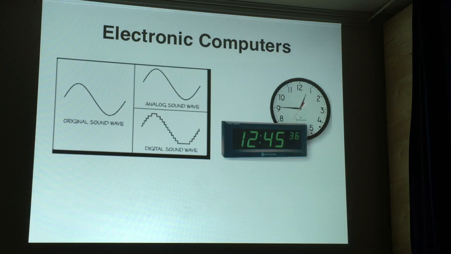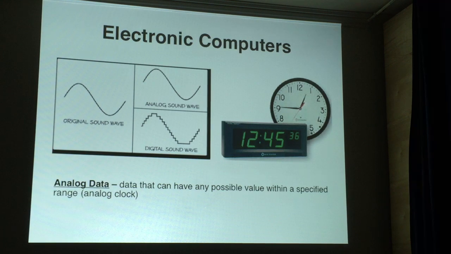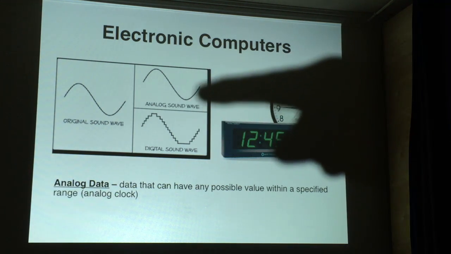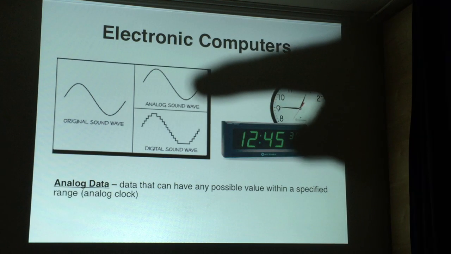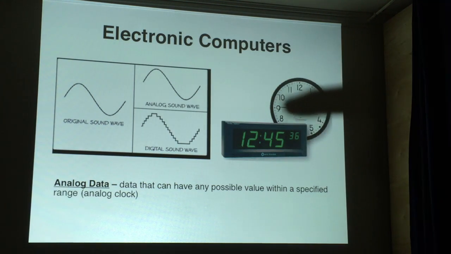Now, data essentially comes in two forms. Data can come in an analog form, and the analog data is data that can have any possible value within a specified range. And the clock here is an analog clock, and this is an analog sound wave. And you can have any value within the range of that wave. You can have any value of data within the range of that wave. On this clock, you can have any value in terms of what the clock can say.